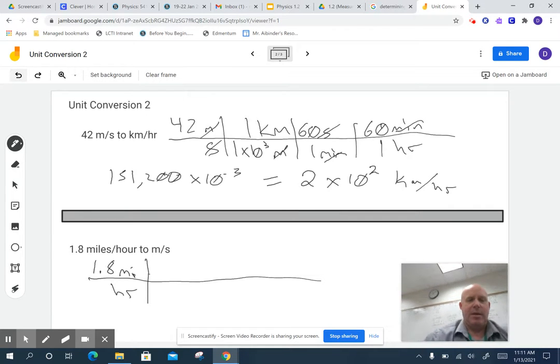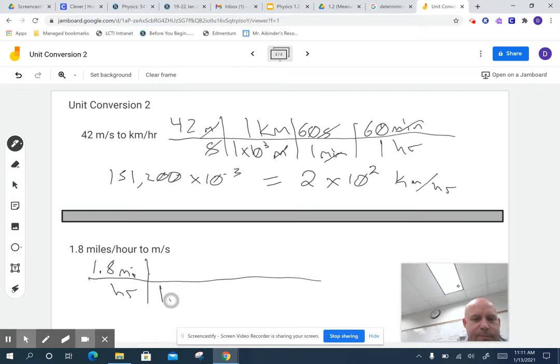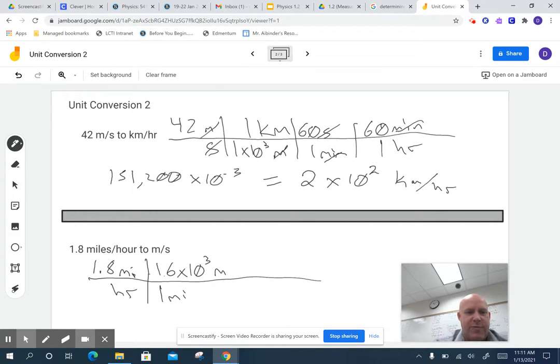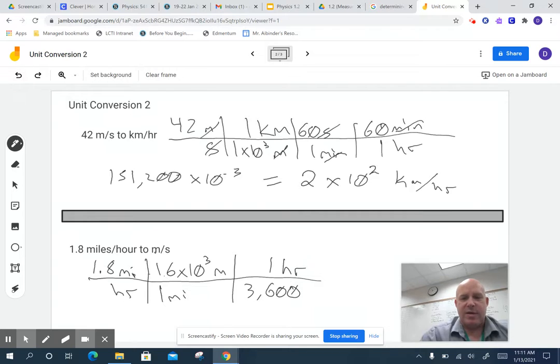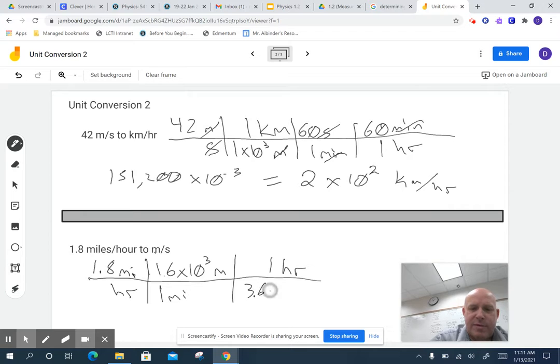Here. 1 mile is 1.6 times 10 to the third meters. There, I've changed it to meters. Now let's change hours to seconds. Well, 1 hour is 3,600 seconds. Or, since we're in scientific notation mode, 3.6 times 10 to the third seconds. Hours are gone, miles are gone, leave you with meters per second.